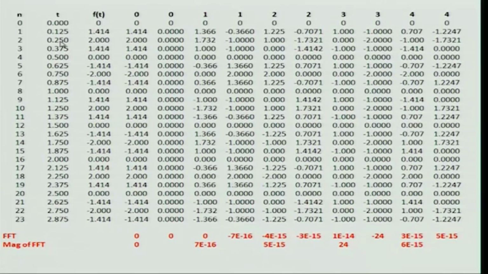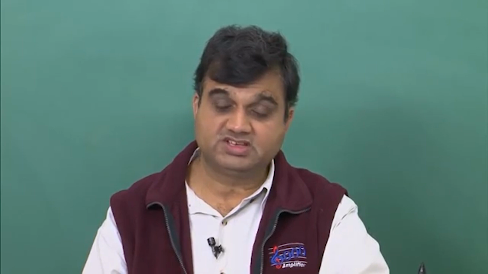The next value of time is 0.25 and so on and so forth. So, I come up to 2.875. Then I am sampling this for a period of 2.85 seconds, and because my sampling frequency is 8, I will get 24 points. Okay. So, this is important to understand.